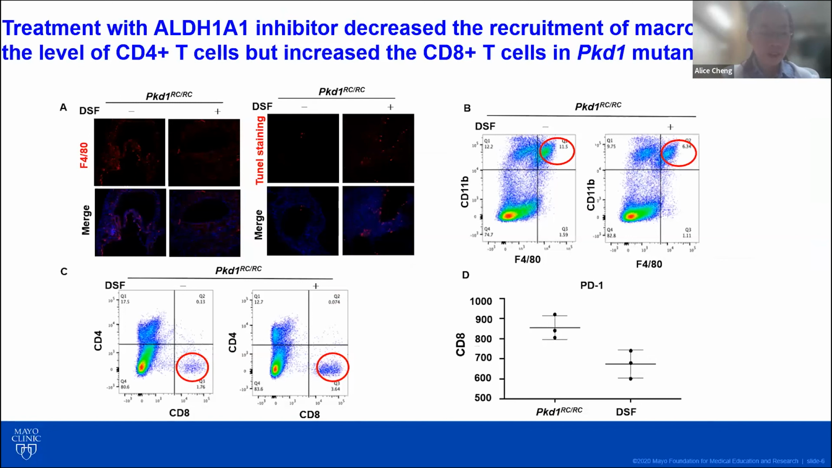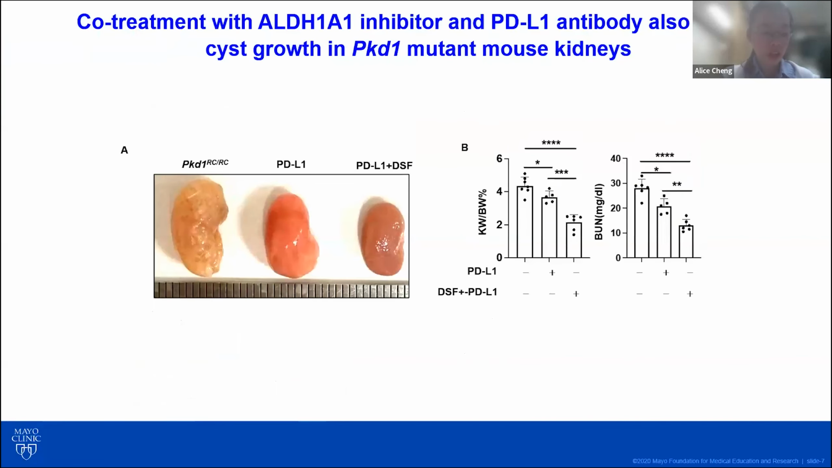So we further found that treatment with DSF can decrease the recruitment of macrophages and the level of CD4 positive T cells, but increase the level of CD8 positive T cells, as examined by F4/80 staining and flow cytometry.